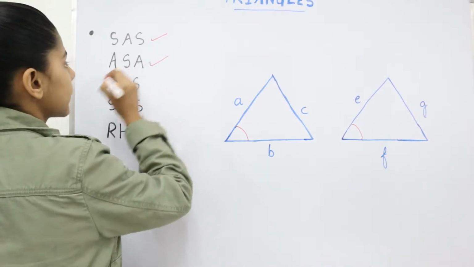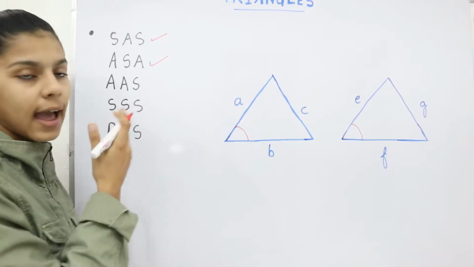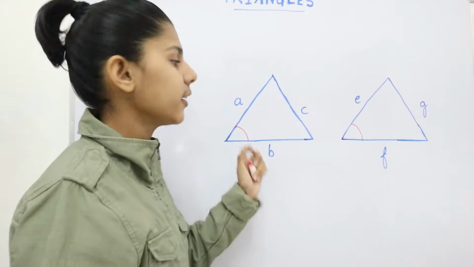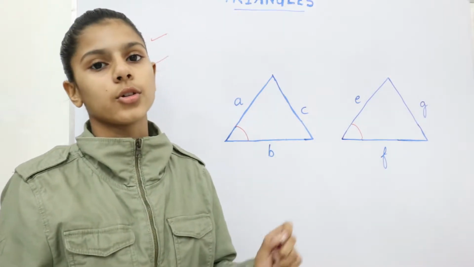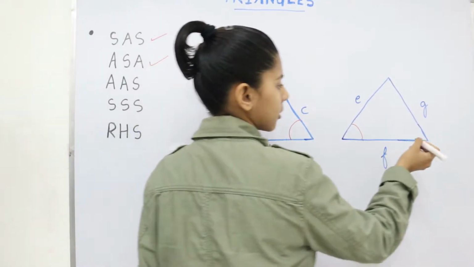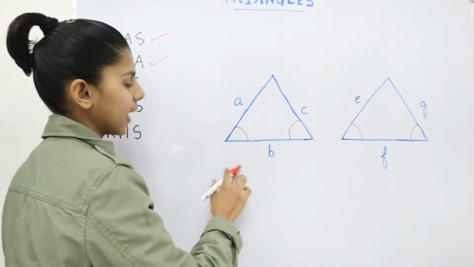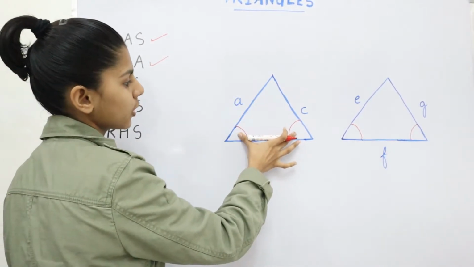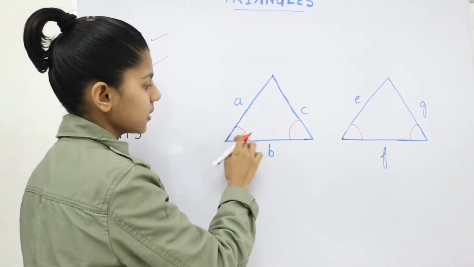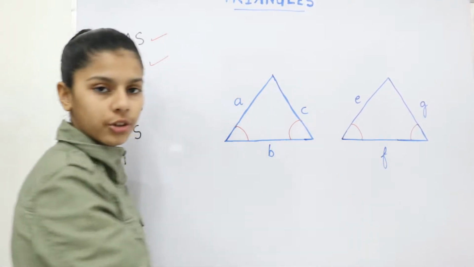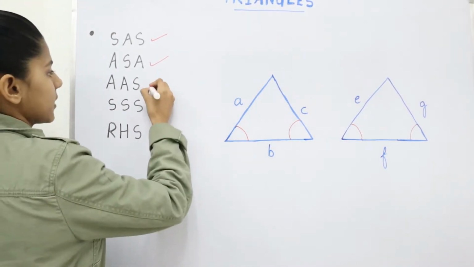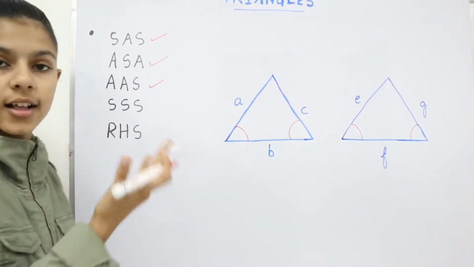Second criteria is ASA. The full form is angle, side, angle. When in two triangles, two angles and one included side are equal, then also both triangles will be congruent. Two angles, let's say for example these two angles in both the triangles, and the included side will be side B. So if these both angles and this side are equal in both the triangles, then also the triangles will be congruent.